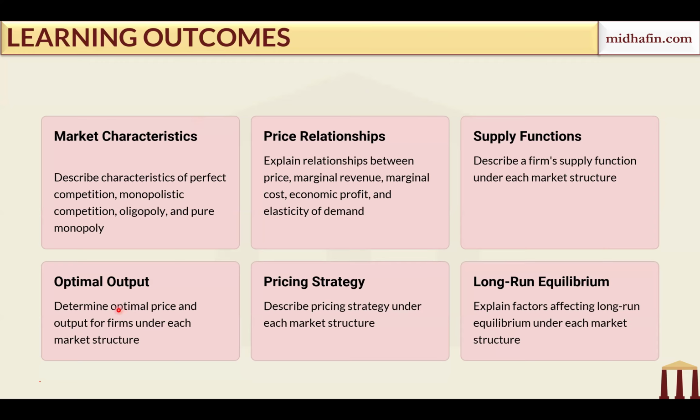Then optimal output and pricing strategy under each market structure. Mainly, the curriculum covers the pricing strategy under perfect competition and monopoly. So the intermediate structures, monopolistic competition and oligopoly, have not been discussed properly in this chapter. Whatever is there in the curriculum, we'll stick to that only. And then long run equilibrium.